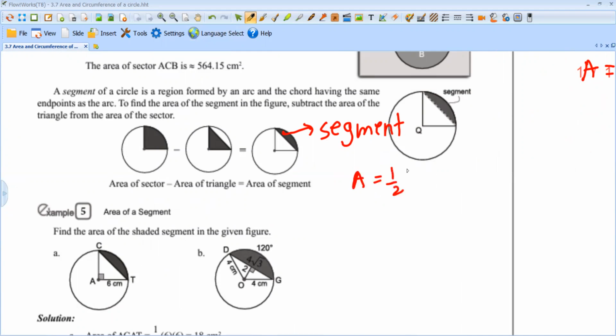Area is half of base and height. So you subtract this area from the area of the sector. Find the area of the shaded segment in the given figure.